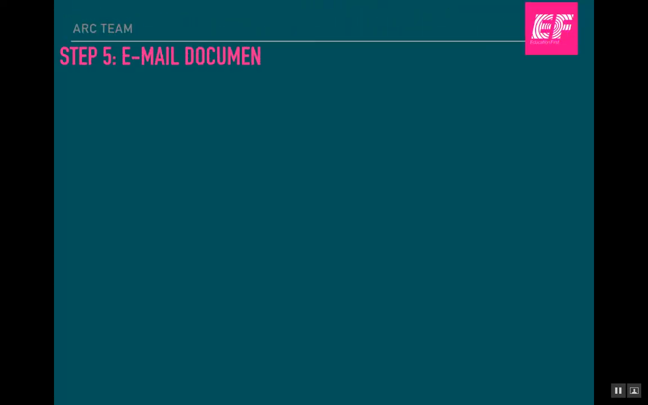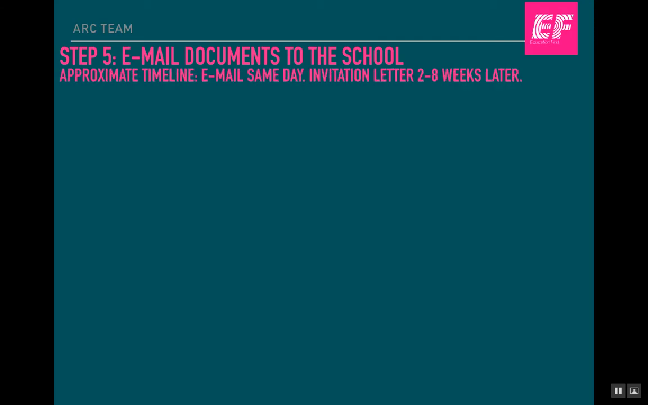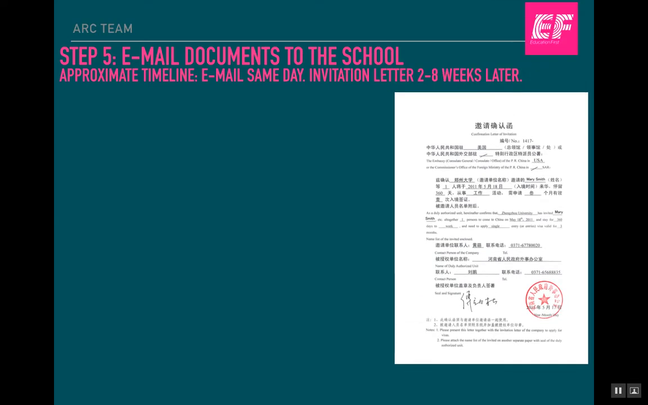Okay, so step 5, email documents to the school. The approximate timeline for this, the email, obviously you can scan your documents and send it in the same day. The day you get it back from the Chinese consulate, get your stuff scanned in and send it along. Then you'll receive an invitation letter that looks like this or something like this. It will have this red stamp that you can see here on it.